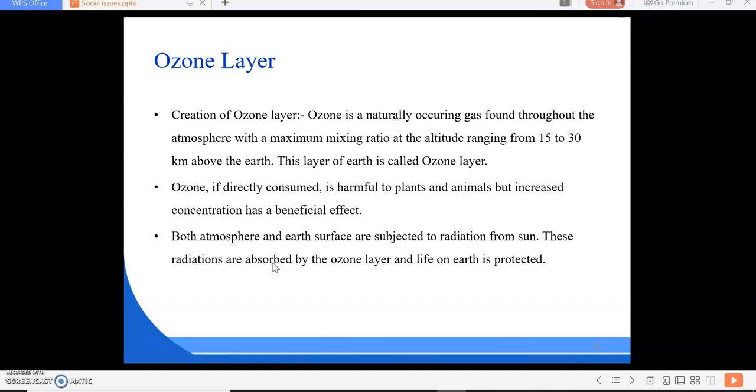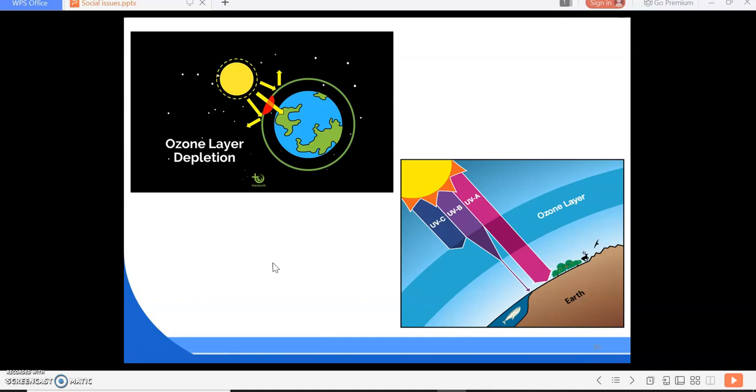Ozone, if directly consumed, is harmful to plants and animals, but increased concentration in the stratosphere has a beneficial effect. Both the atmosphere and earth surface are subjected to radiation from the sun. These radiations are absorbed by the ozone layer and life on earth is protected. Its main function is to protect our environment, our earth, our animals and plants from the dangerous ultraviolet rays coming from the sun to the earth surface. This is our ozone layer, and these are the UV rays, and this is our earth. The ozone layer is here to protect us from the UV rays.